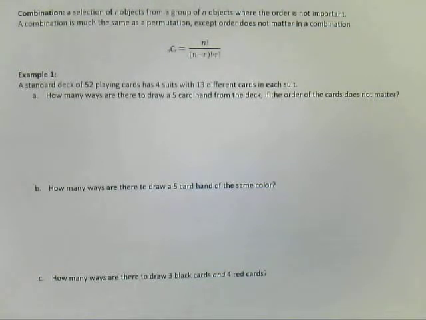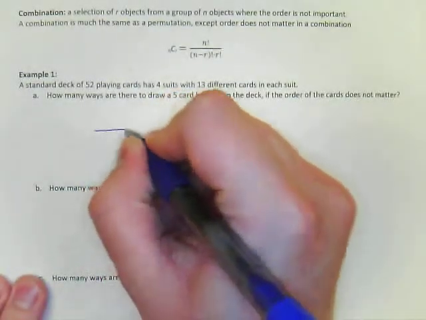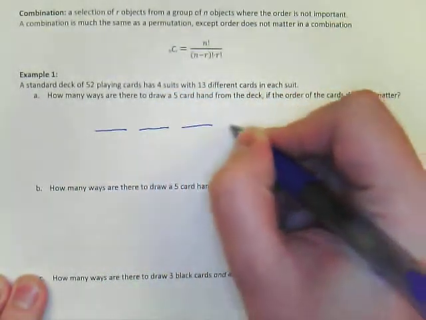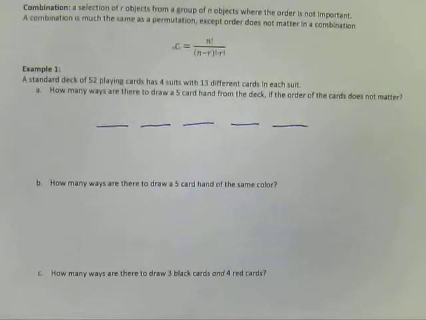All right, part A. How many different ways are there to draw a 5-card hand from the deck if the order of the cards does not matter? And actually, the order of the cards is not going to matter for all of these as we work through them. So we've got 5 cards. I want to draw 5 cards: 1, 2, 3, 4, 5. So I'm going to put 5 spots there for the 5 different cards that I can have.